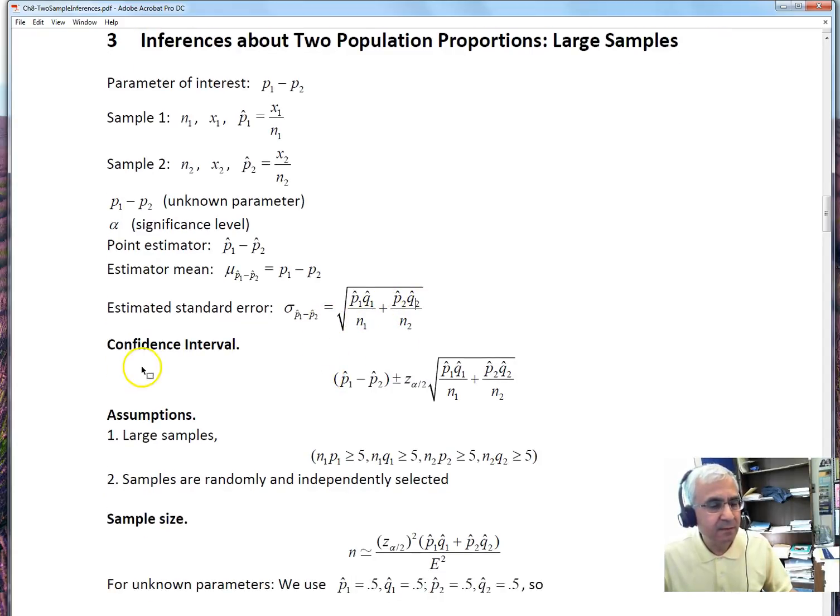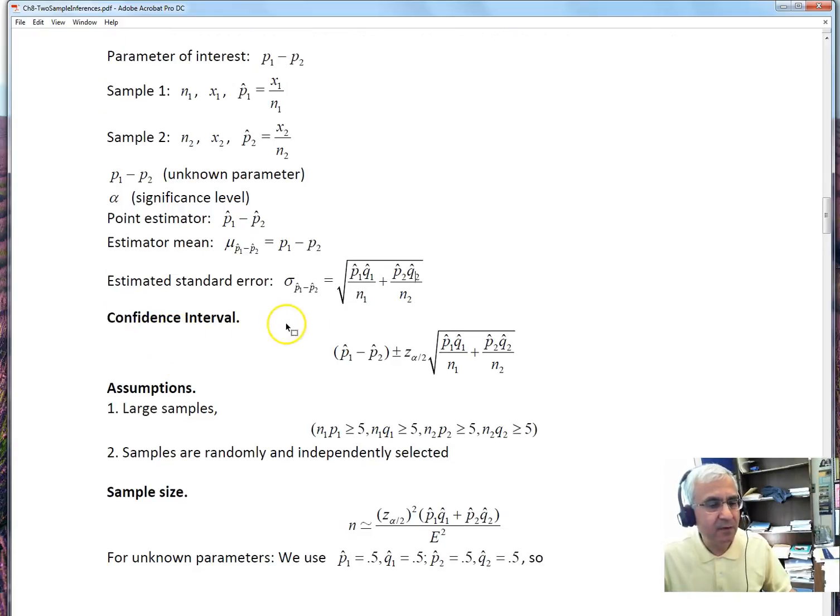So now for the confidence interval, the formula would be the same overall formula. We specialize it for this case: the point estimate for P1 minus P2, which is P1 hat minus P2 hat, plus or minus the margin of error, which in this case, since we have large samples, would be Z alpha over 2 multiplied by the standard error, which is this quantity here.